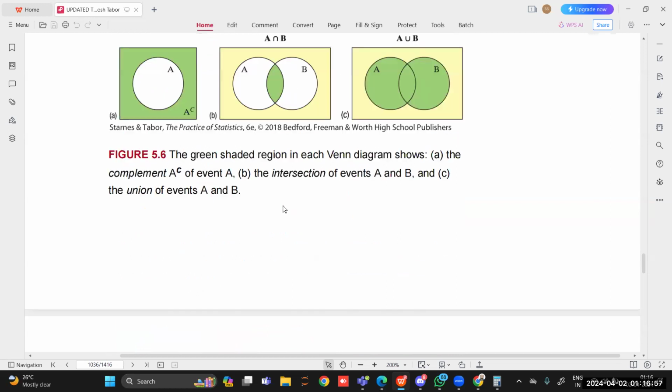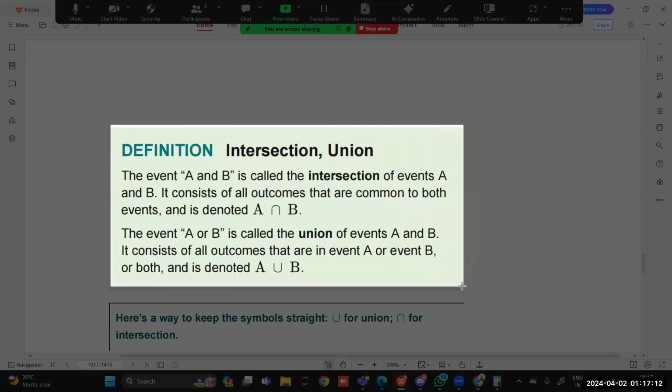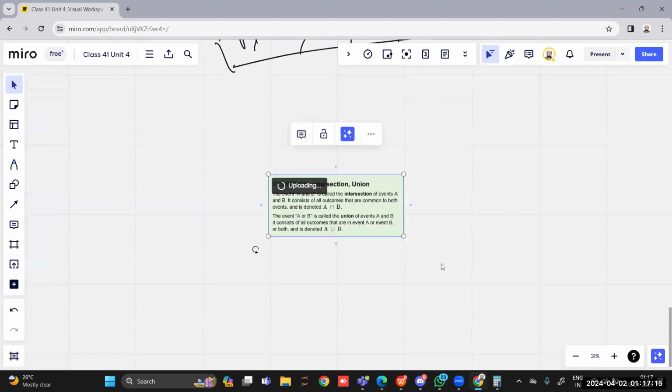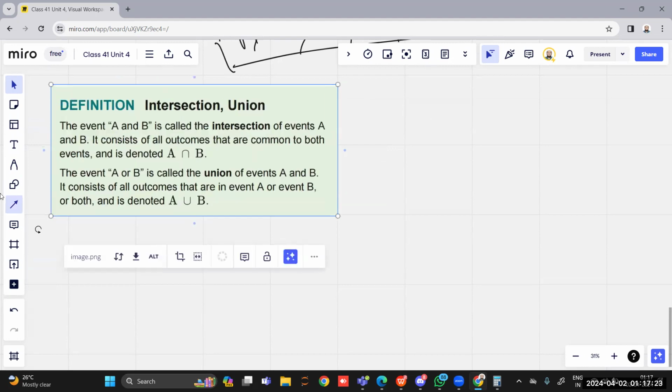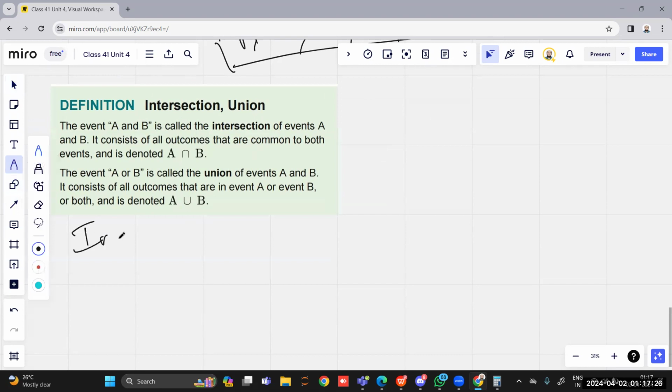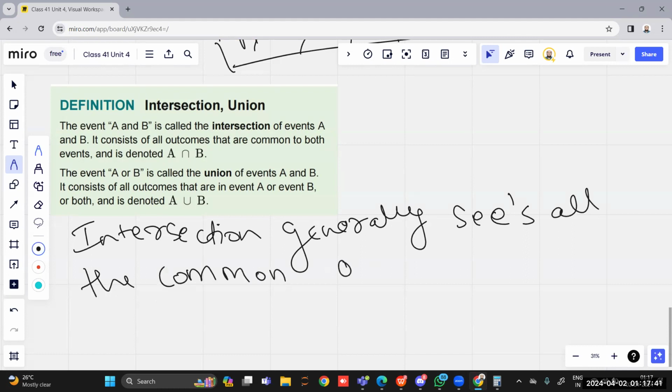So the intersection, let's see the definition. The event A and B is called the intersection of events A and B. It consists of all the outcomes that are common. What does intersection generally do? Intersection generally sees all the common outcomes between two events.